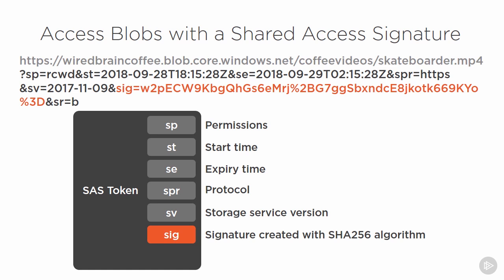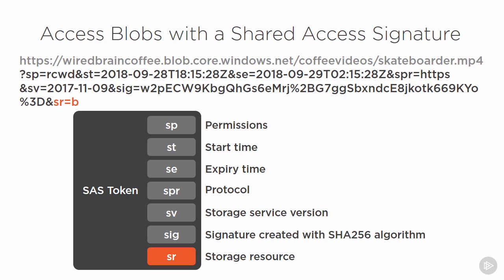This signature is created with the SHA-256 algorithm. Input for the algorithm are the blob URL, all the other query parameters and the storage account key. This ensures that the parameters cannot be changed as they are included in this hash value. It also authorizes access to the blob as the account key is also part of this hash value.